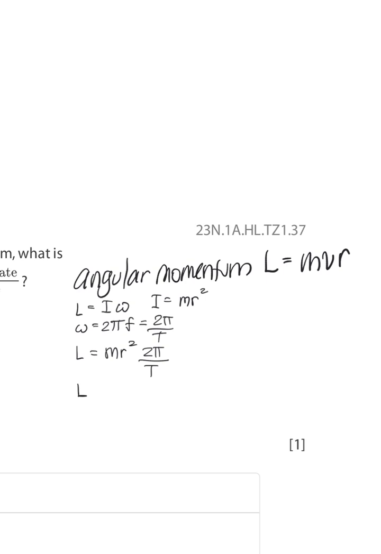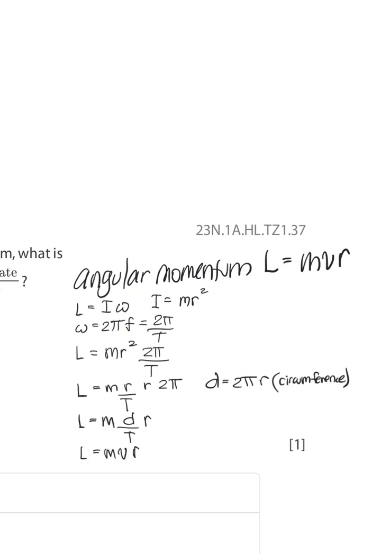And so if I pull out one of the r's, I get r over T, and I know that the circumference is 2 pi r, so that becomes m d over T times r, and v equals d over T, so we get L equals mvr. I think that's a bit much.